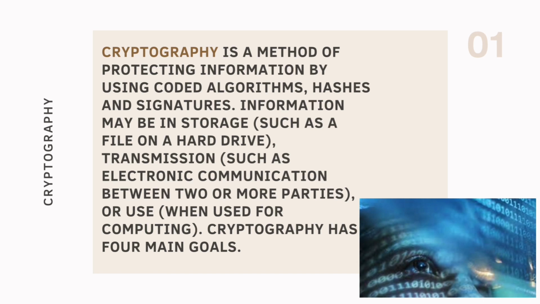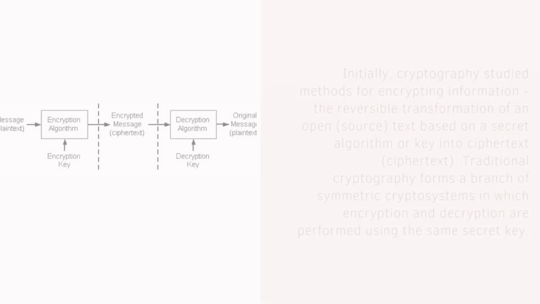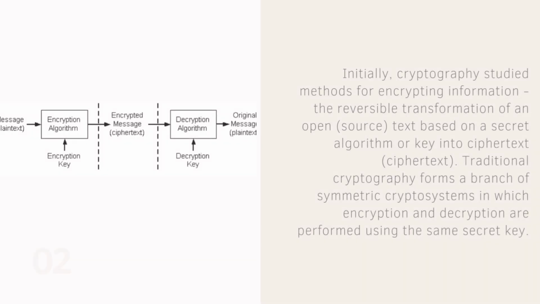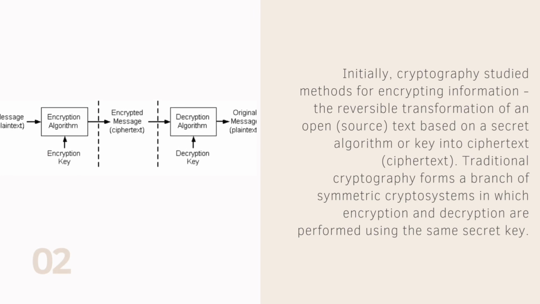Initially, cryptography studied methods for encrypting information, the reverse transformation of open source text based on secret algorithms or a key into ciphertext. Traditional cryptography forms a branch of symmetric cryptography systems in which encryption and decryption are performed using the same secret key.